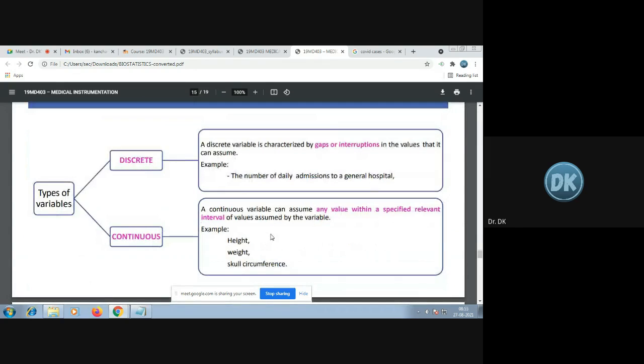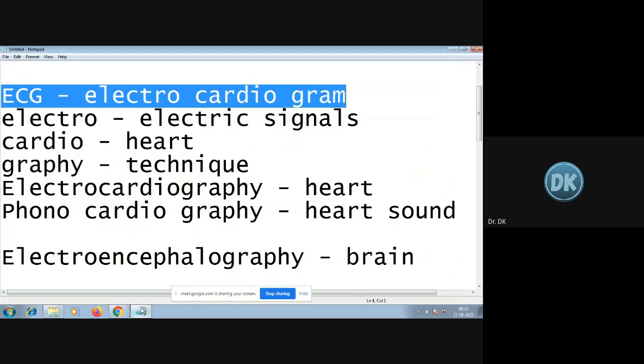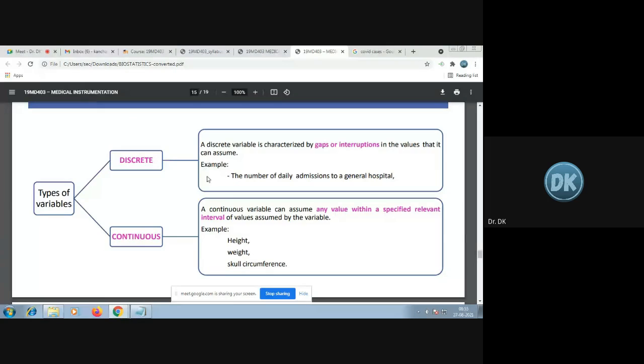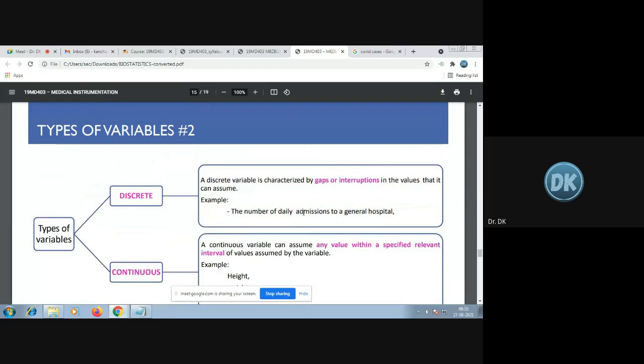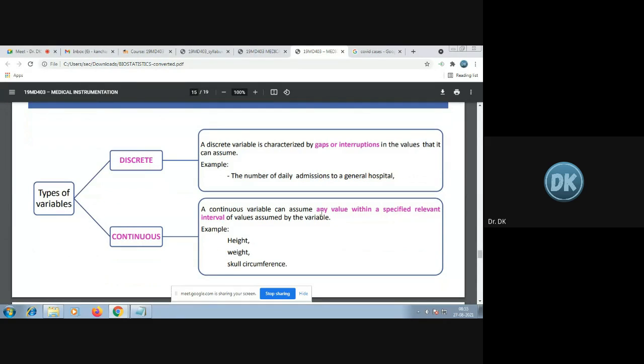And second group is discrete and continuous variable. So this discrete and continuous, I have already said it in the last class, right? So discrete is you are going to measure in a particular time interval. For example, the number of daily admissions to a hospital, or the number of times you check the blood pressure, number of times you measure the body temperature, something like that. So discrete is characterized by gaps or interruptions in the values. Second one is continuous. So continuous will take any values within a specified relevant interval. For example, height, weight, and skull circumference. So this is a continuous variable.